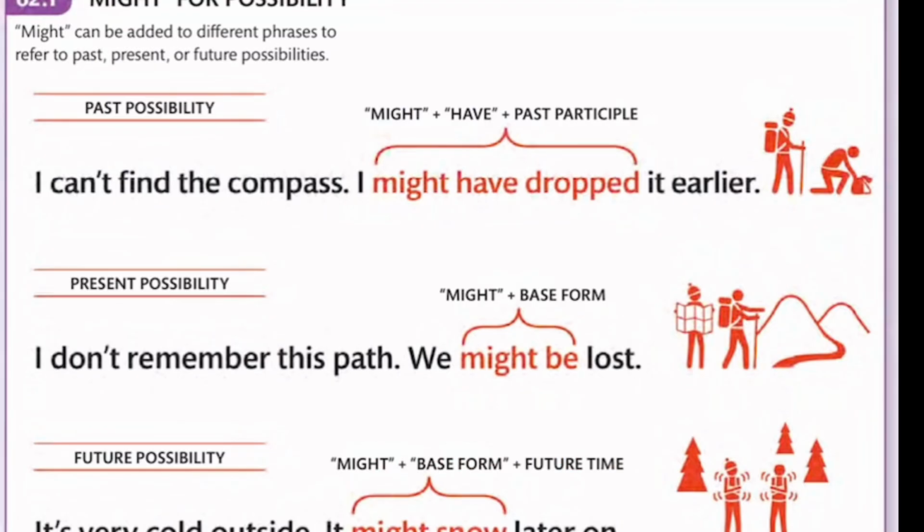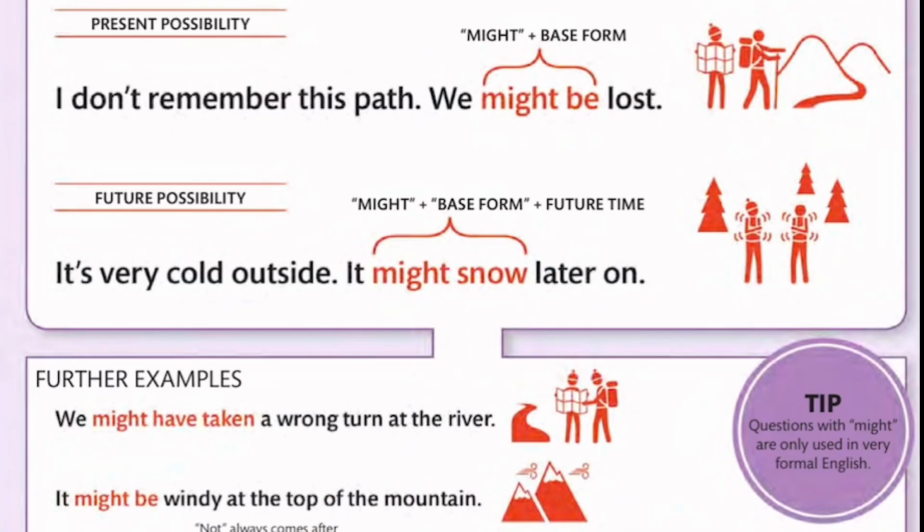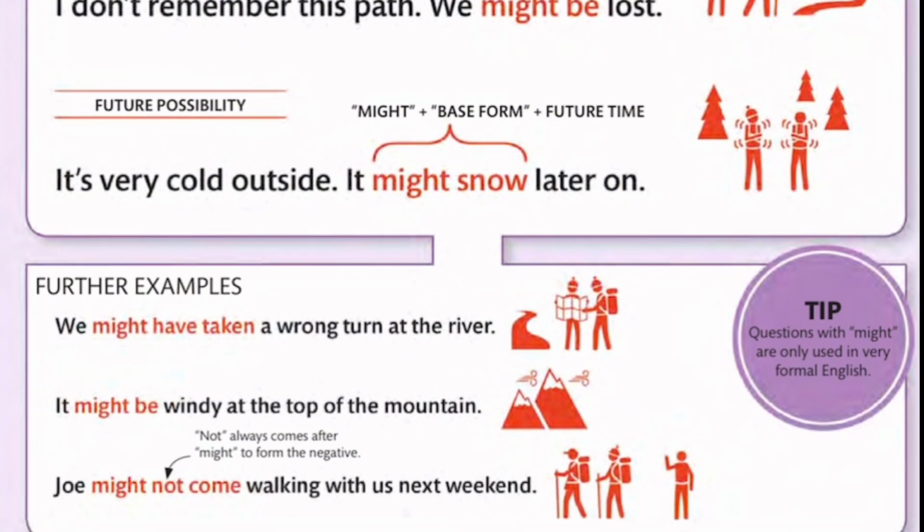Present possibility: I don't remember this path. We might be lost. Present. Now the future. It is very cold outside. It might snow later on. Future.